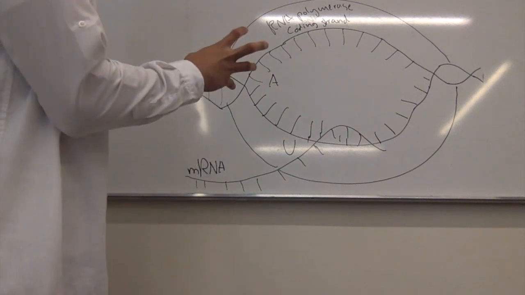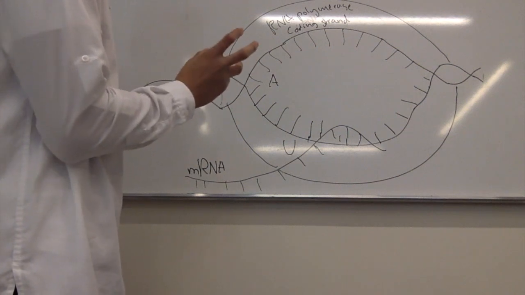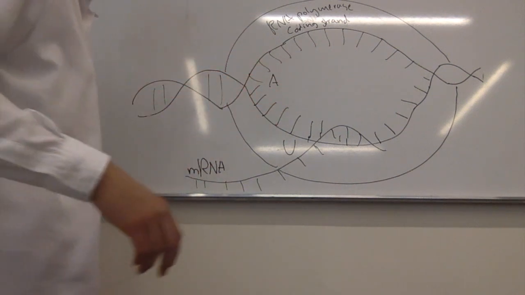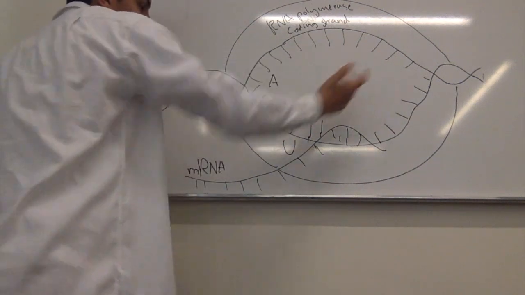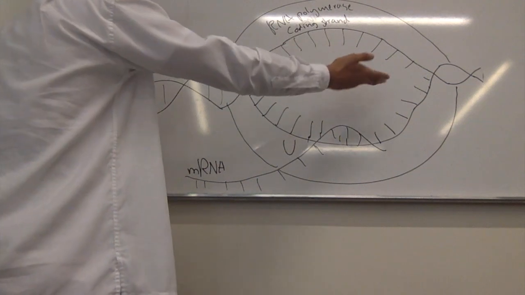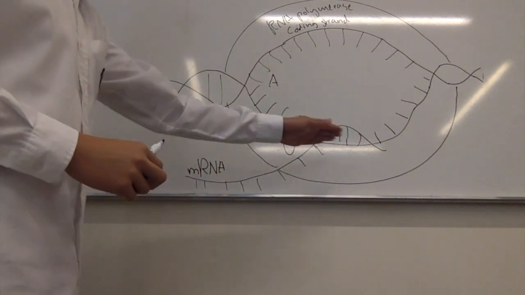Of course, the regulators have indicated that now is the time to transcribe some DNA, some genes of some sort, to produce a protein, and this section therefore is unraveled, producing mRNA of the same length and of course opposite bases.